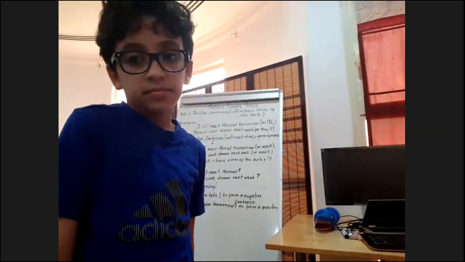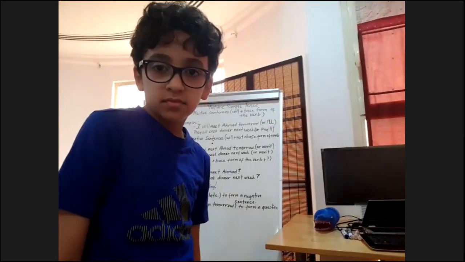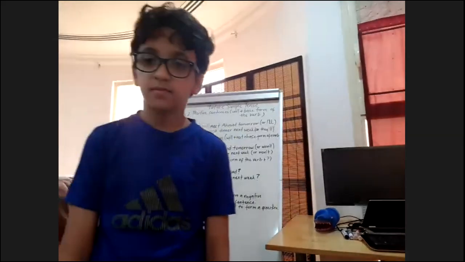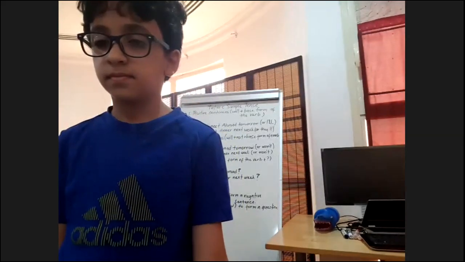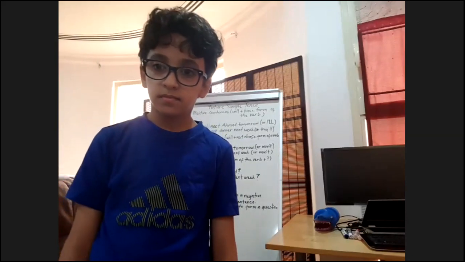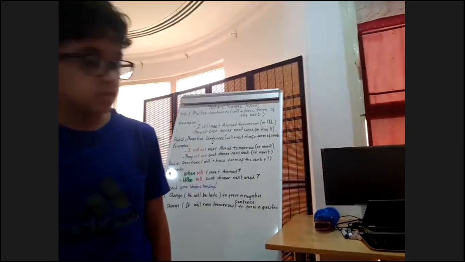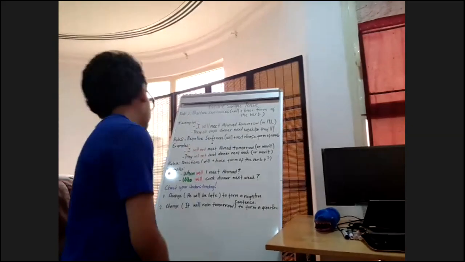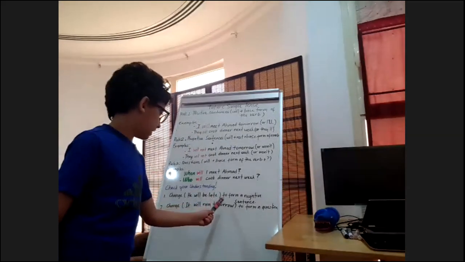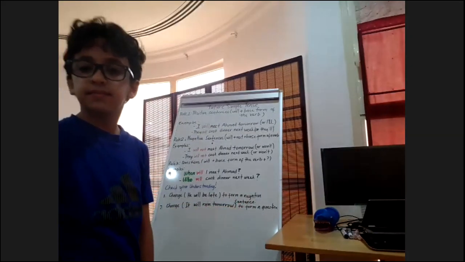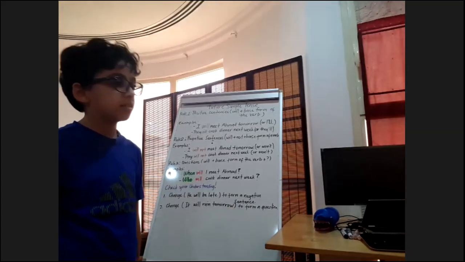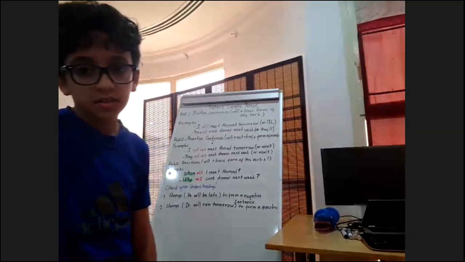Okay. I think Abdurrahman knows the answer. Mohammed Amir raised his hand. Can we let Mohammed Amir answer, Mr. Ibrahim? Can you say the question again to Mohammed Amir? Change, he will be late, to form a negative sentence. He will be late. It will be H E and it will be apostrophe and double L.